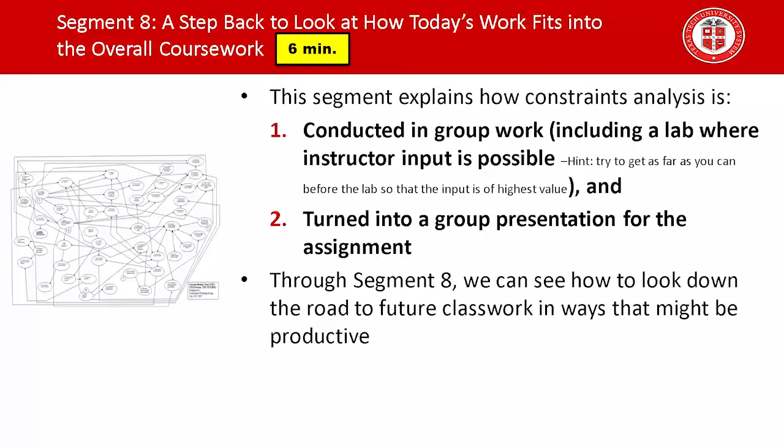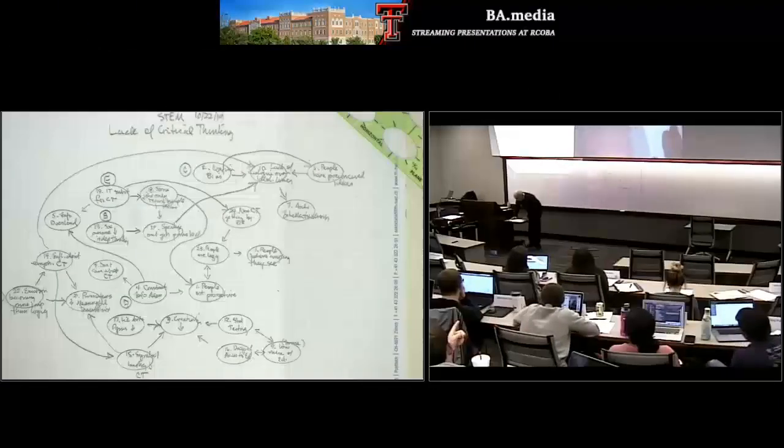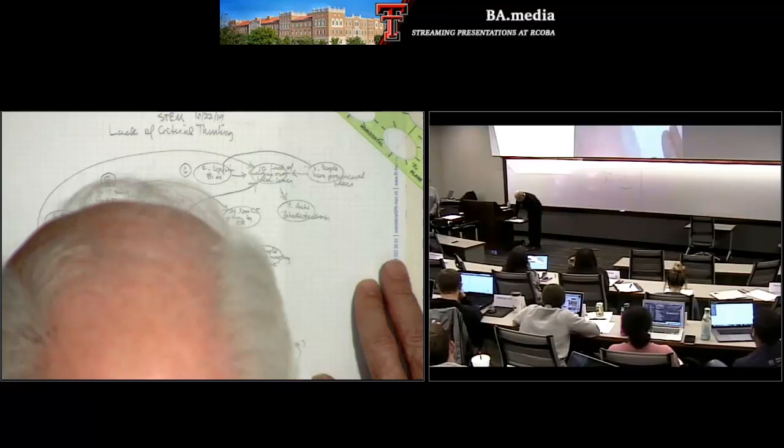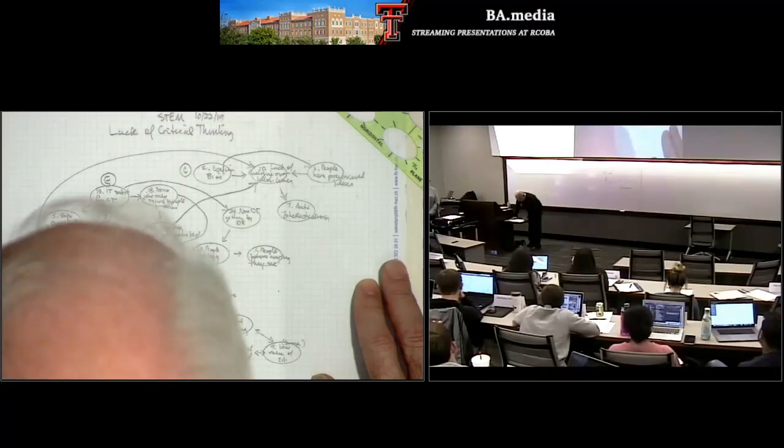In segment 8, we explain how a constraints analysis is constructed in group work, including a lab where instructor input is possible. So, little hint, try to get as far as you can before the lab so that the instructor inputs are of highest value, and then turned into a group presentation for the assignment. Through segment 8, we can see how to look down the road to future classwork in ways that might be productive. The time to bashing symbols, because when you're mad, you're going to go bash something, obviously, if you're against it.